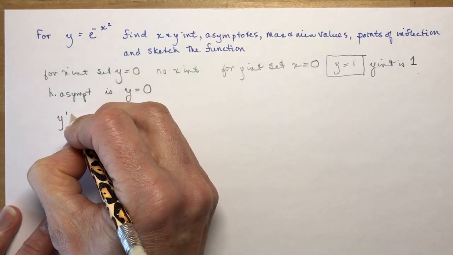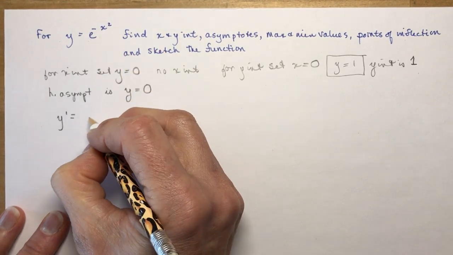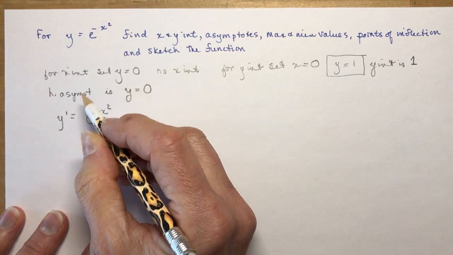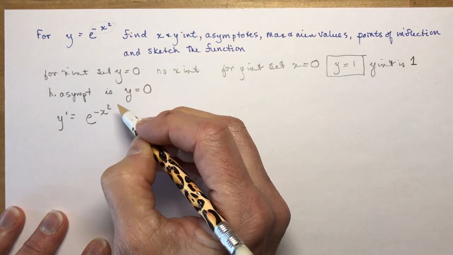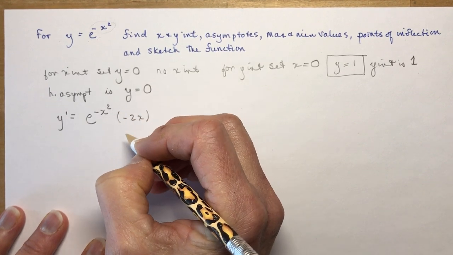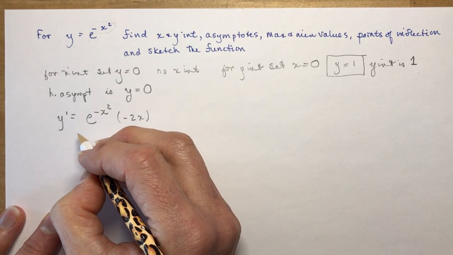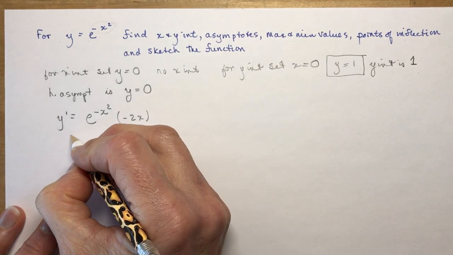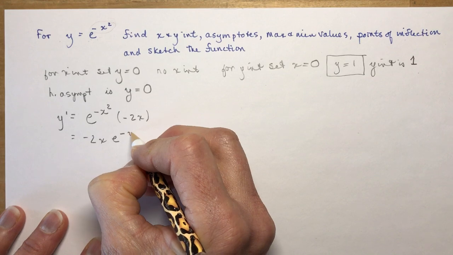So let's take the first derivative, y prime, the derivative of e to the negative x squared. Remember, you just rewrite this one and then do the f prime x. So this is going to be minus 2x. So there's my first derivative, minus 2x, e to the minus x squared.